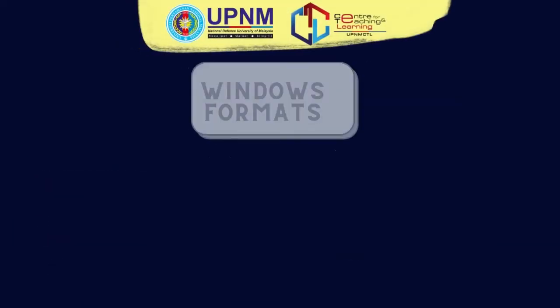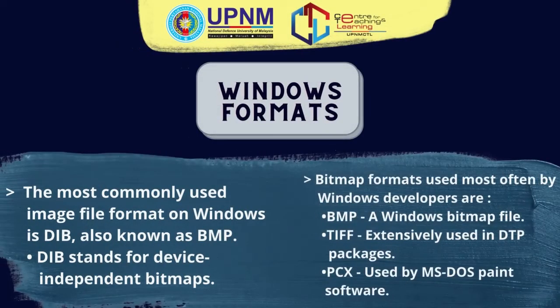Windows formats. The most commonly used image file format on Windows is DIB, also known as BMP. DIB stands for Device-Independent Bitmaps. Bitmap formats used most often by Windows developers are BMP, a Windows bitmap file; TIFF, extensively used in DTP packages; and PCX, used by MS-DOS Paint software.